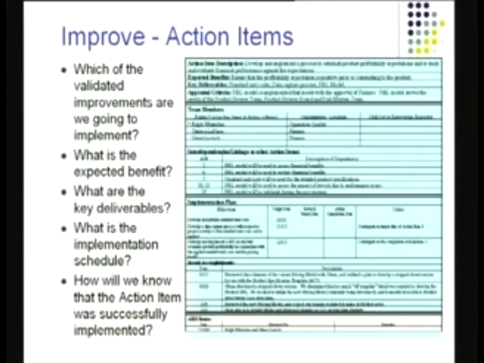Improvement actions, of course, will follow through DOE because you've identified the different factors that might have caused the problem. You should quantify some of the things. What are the expected benefits? What are the deliverables? What is the implementation schedule?